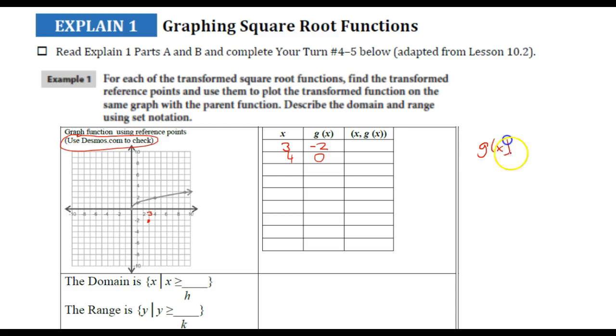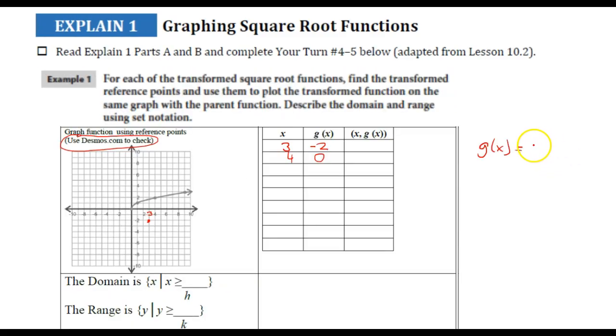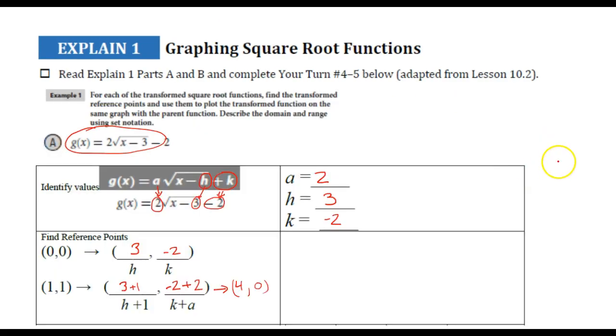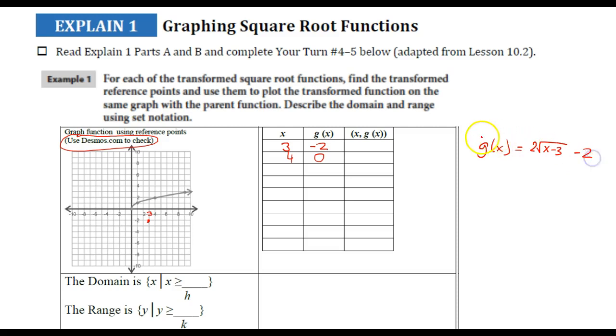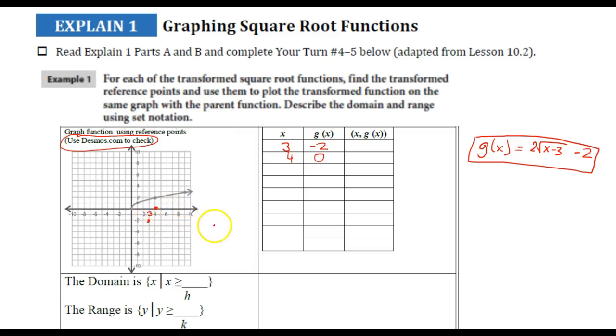g of x equals 2 radical x minus 3, minus 2. So I'm going to use Desmos to just check my 2 reference values and to make sure I can have more points to write out our problem here. So let me just go ahead and do those 2 points, and let's check to see if they're correct.